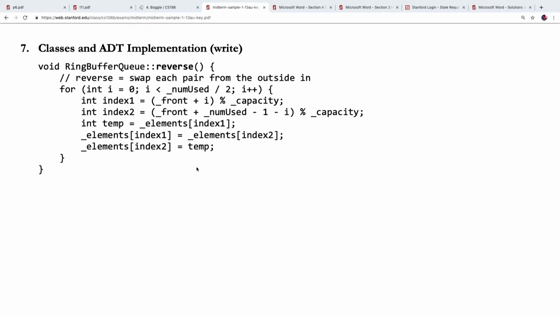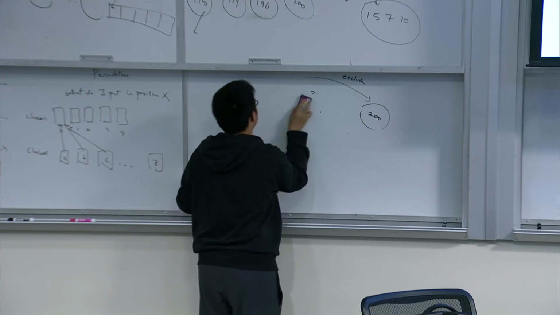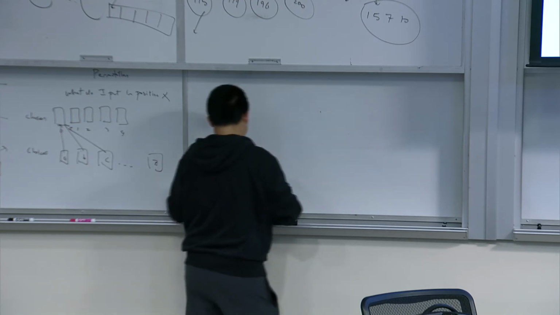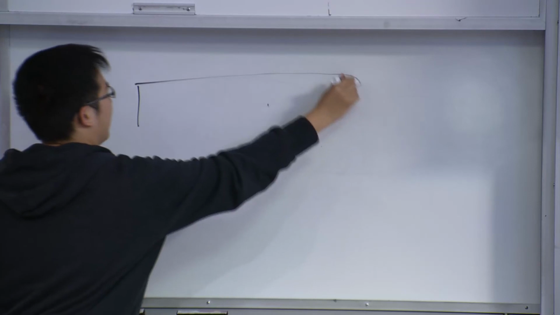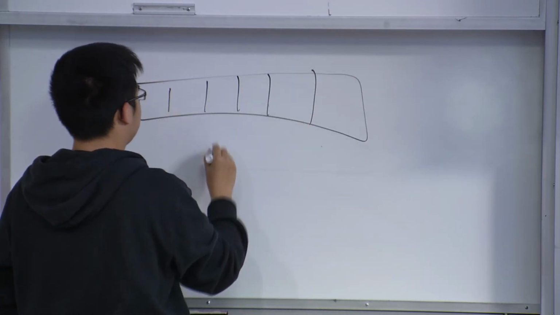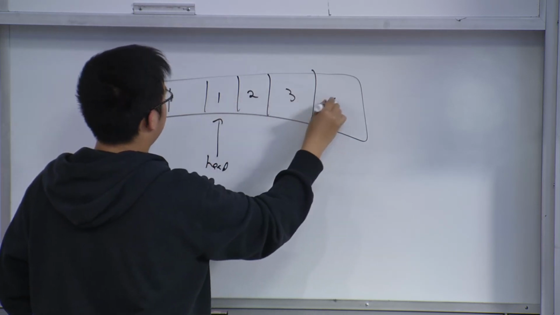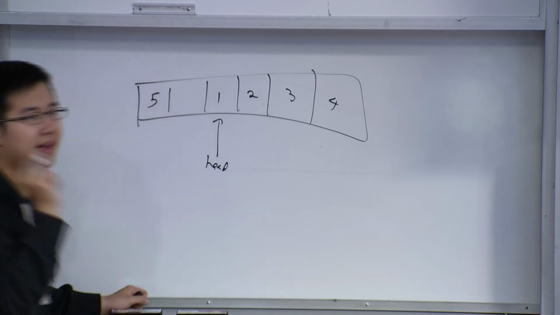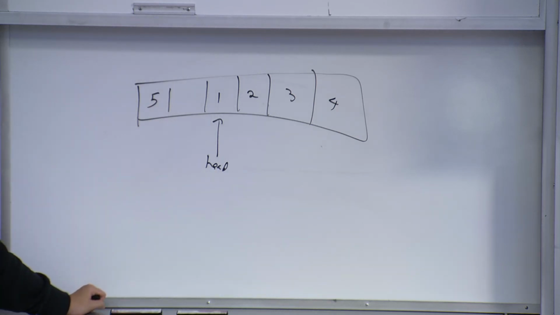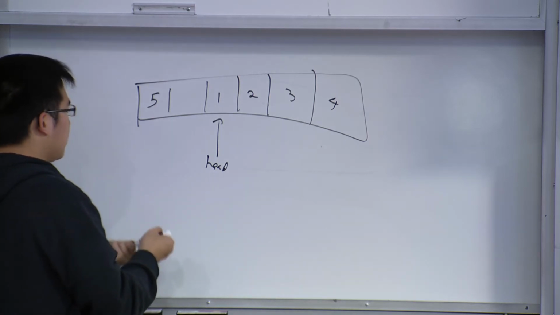Okay. So the idea is, wow, this is pretty tricky to be honest. Okay. Suppose you had, let's say this is head. 1, 2, 3, 4, 5. If we wanted to reverse this, you essentially want to find these pairs of indices, right? Like, suppose we had a regular array.